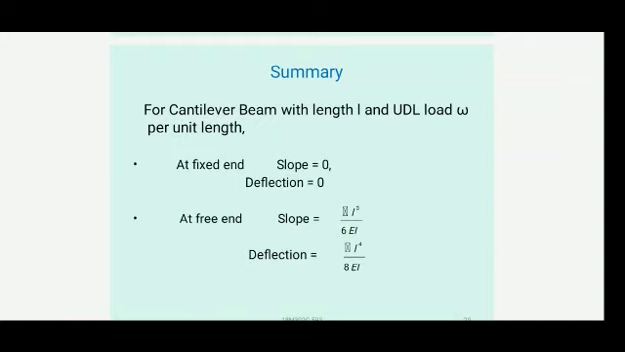Summary: for a cantilever beam with length L and a uniformly distributed load W per unit length, at the fixed end the slope is 0 and the deflection is 0. At the free end, the slope is WL cube by 6EI and the deflection is WL to the power of 4 by 8EI.